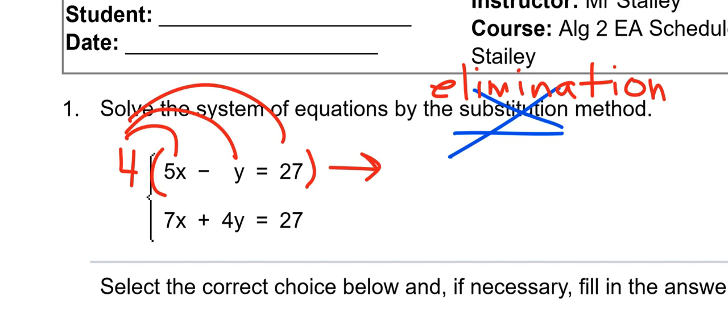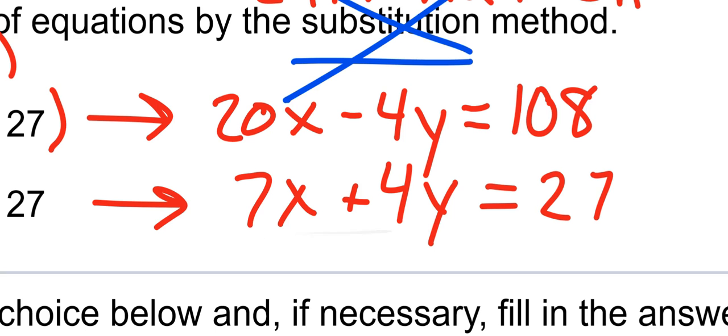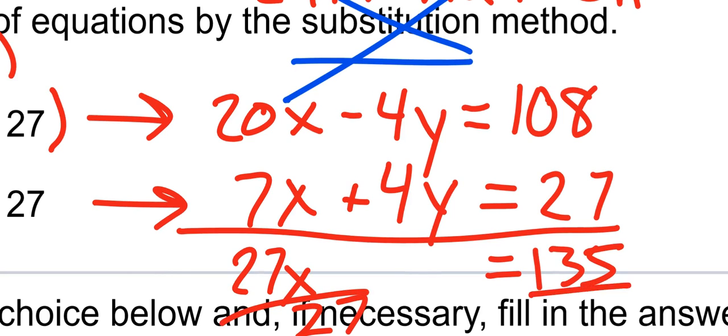Okay, so if I distribute the 4, what do I end up with? 20x minus 4y equals, it's 27 times 4, it's over 100. 108, okay, thank you. The bottom one is staying the same, and now it looks like something we can work with. You keep going and finish. Okay, so if we add these together we get 27x equals 135. What does that mean about 1x? X is equal to 5.